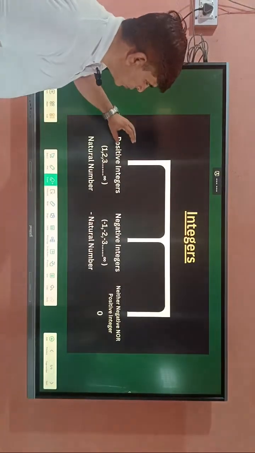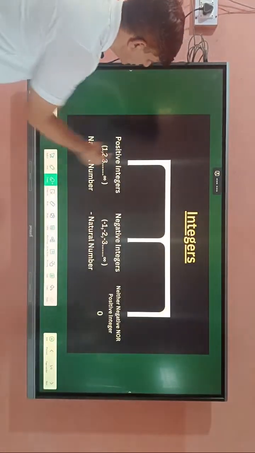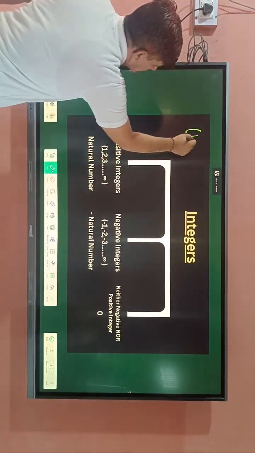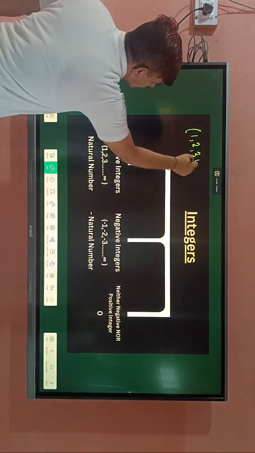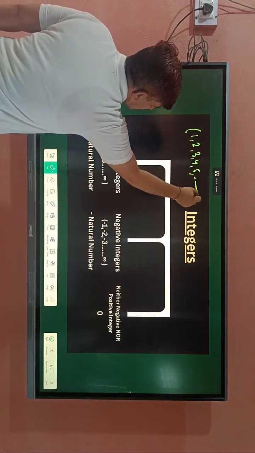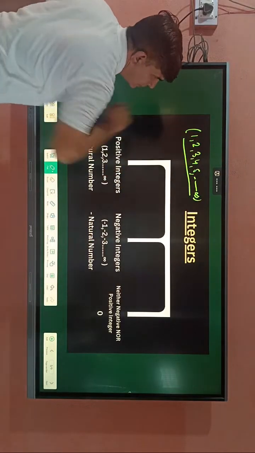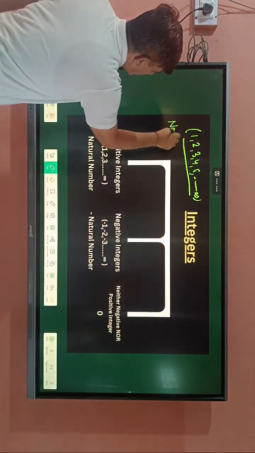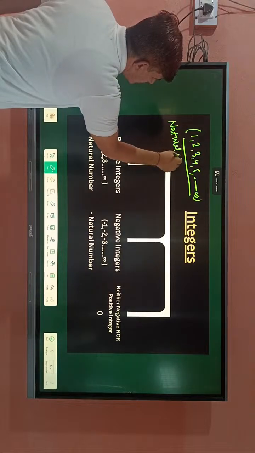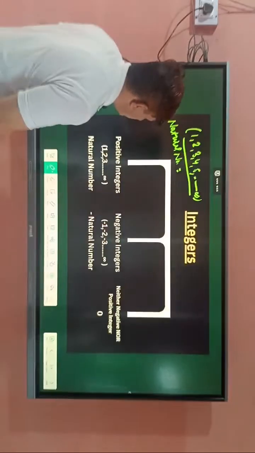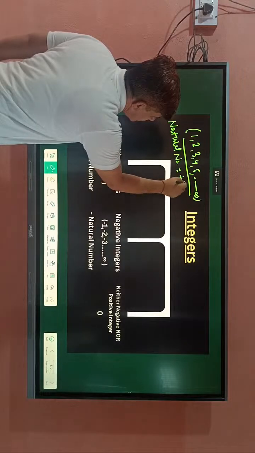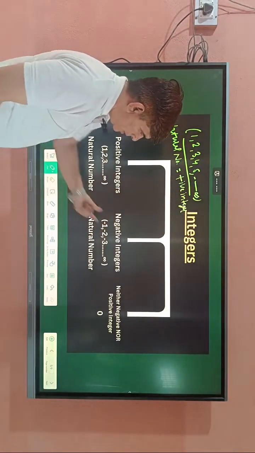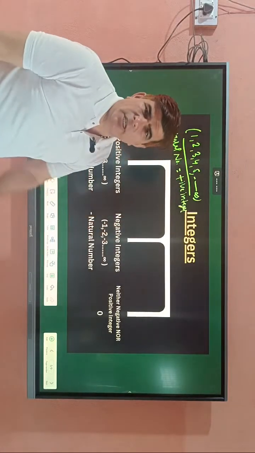So the first part is positive integers. Positive integers meaning 1, 2, 3, 4, 5, and what? Infinity. But what are these? These are natural numbers also. So what we can say? Natural number is equal to positive integer. And one more time, look, these are the negative integers.